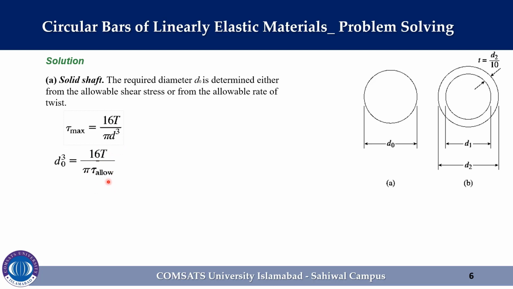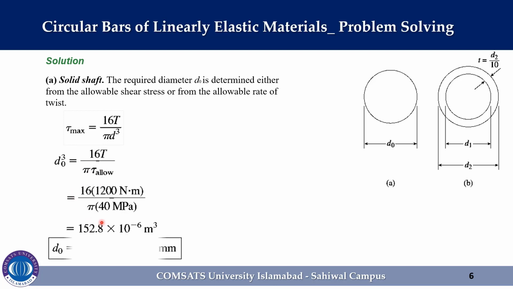All the values are given. Torque is 1200 Newton meter while the allowable shear stress is 40 megapascal. So after putting all the values and simplifying the equation for d0, the outer diameter of the solid shaft will be 0.0535 meter or 53.5 millimeter.